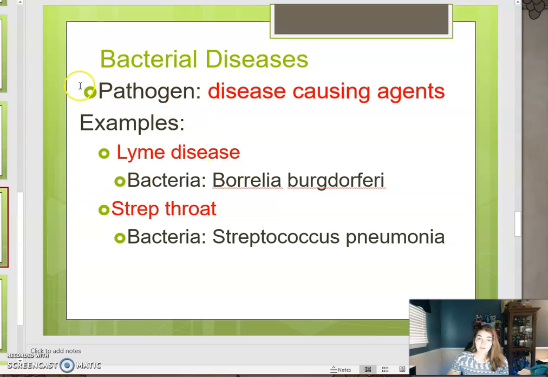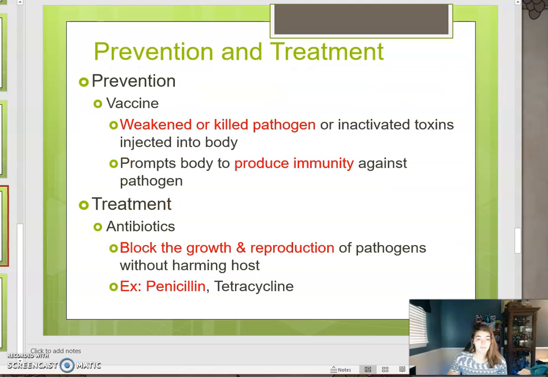All those things they do that are good, some prokaryotes, some bacteria do things that are bad. For example, bacteria can cause diseases. Like anything that causes a disease, we'll just call a pathogen. So a pathogen is a disease-causing agent. Examples: Lyme disease and strep throat. Strep throat is from Streptococcus pneumonia, and Lyme disease is from Borrelia burgdorferi. So these bacteria cause these diseases. So for all the good they do, some harm as well.